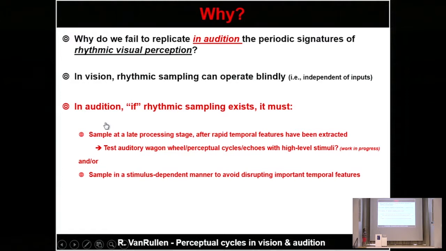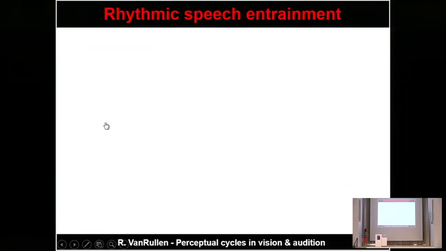And, well, that sounds very much like rhythmic entrainment, right? Originally, we didn't want to consider this because we thought that entrainment is a different beast altogether compared to rhythmic sampling. But a posteriori, we realize, well, maybe rhythmic entrainment is actually nothing more than rhythmic sampling, just a smart version of it, a version that actually takes into account the input in order to not destroy it, right? So that's why we started getting interested in speech entrainment.